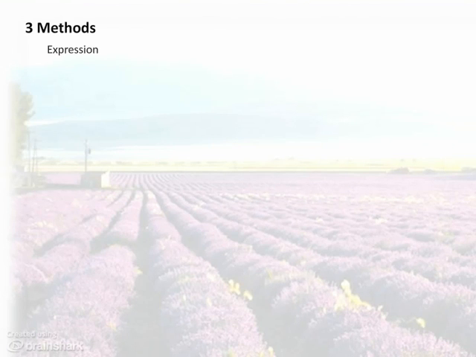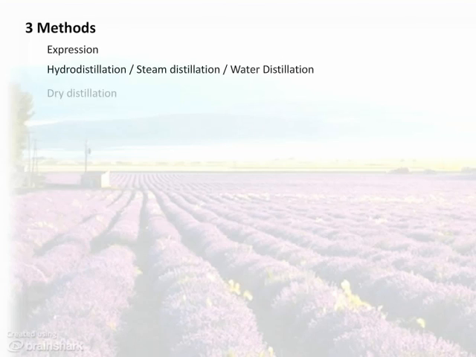Expression is probably the oldest of these methods and is used almost exclusively for the production of citrus oils. Hydrodistillation or steam distillation is the most commonly used of these methods. Last but not least is dry distillation, which is used rarely and in very special cases.